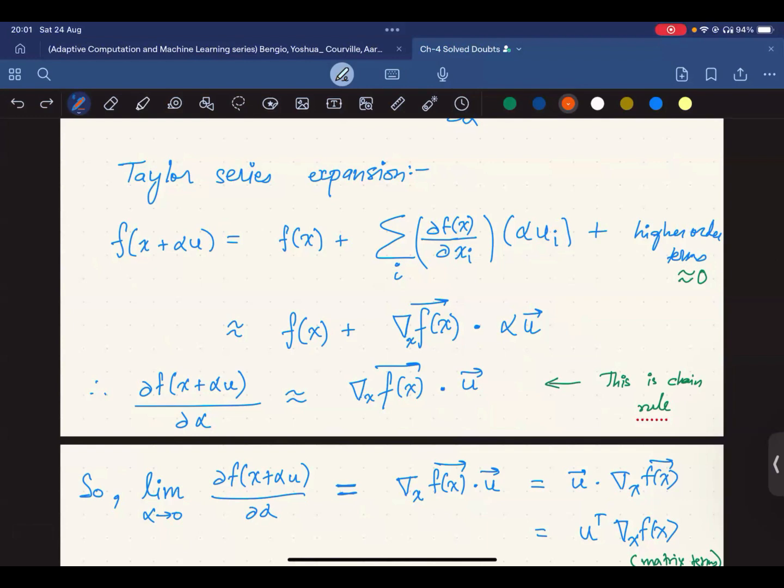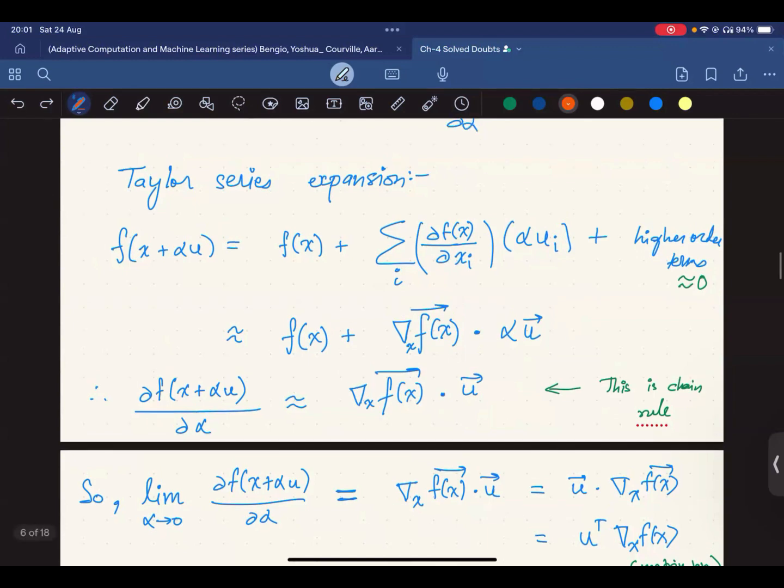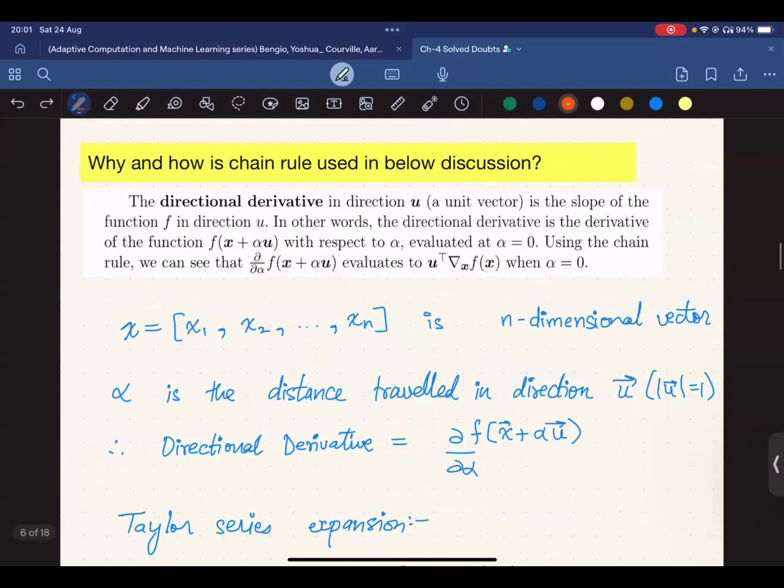Okay, so what was the context again? What did we want to show? Why is the chain rule being used? So using the chain rule, we can see that the derivative of f with respect to alpha evaluates to u transpose, the unit vector transpose, dot product with the gradient when alpha equals 0. And that's why you use Taylor around the point when alpha equals 0 to approximate.